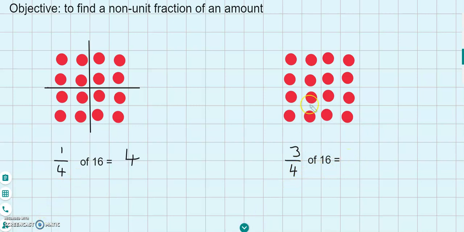In the same way as we did before, we need to first divide our amount into 4 equal parts because 4 is our denominator. So here we have again 4 equal parts, quarters. In this example, however, we need to find what 3 of these parts is equal to. So 1 quarter is 4, 2 quarters is then 8, so 3 quarters is then 12.